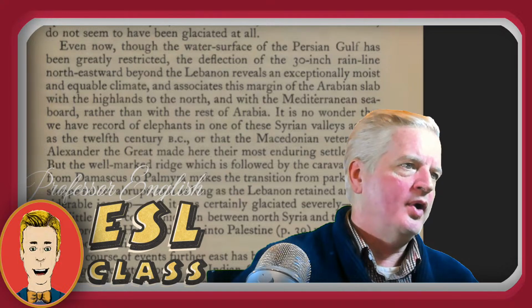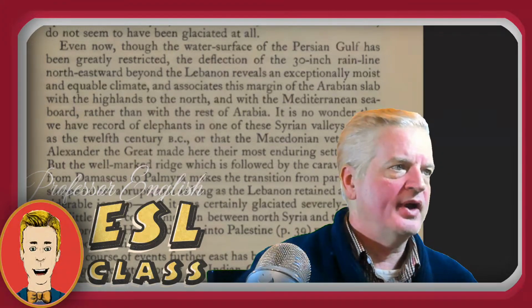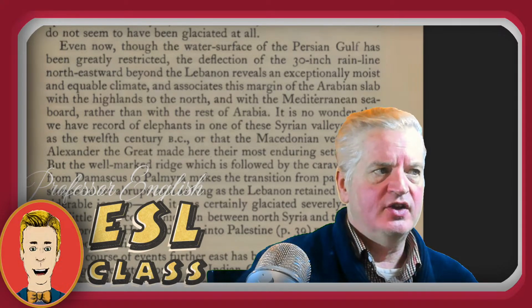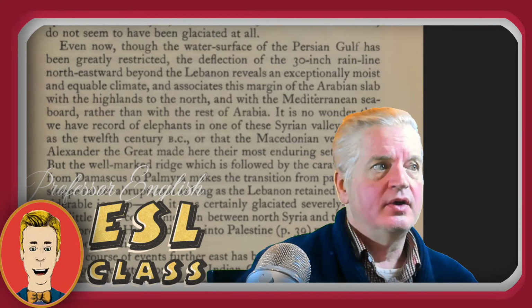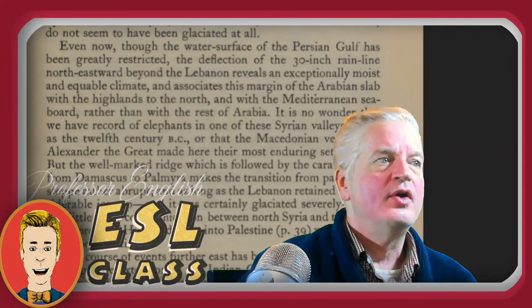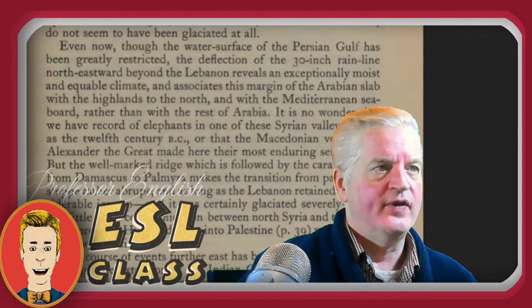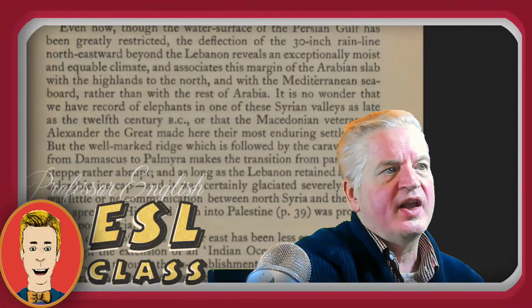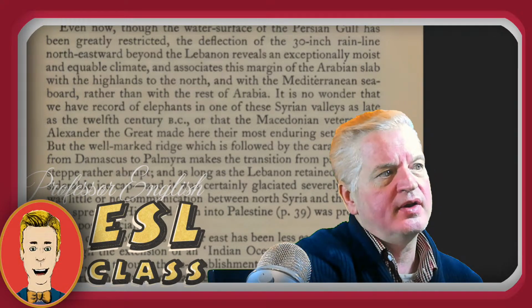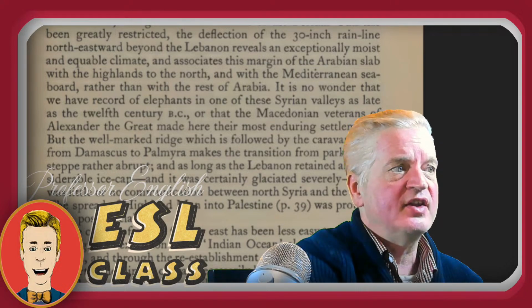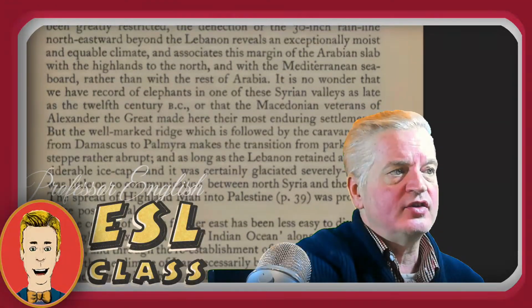Even now, though, the water surface of the Persian Gulf has been greatly restricted. The deflection of the 30-inch rain line northeastward beyond the Lebanon reveals an exceptionally moist and equable climate and associates this margin of the Arabian slab with the highlands to the north and with the Mediterranean seaboard rather than with the rest of Arabia. It is no wonder that we have record of elephants in one of these Syrian valleys as late as the 12th century BC.